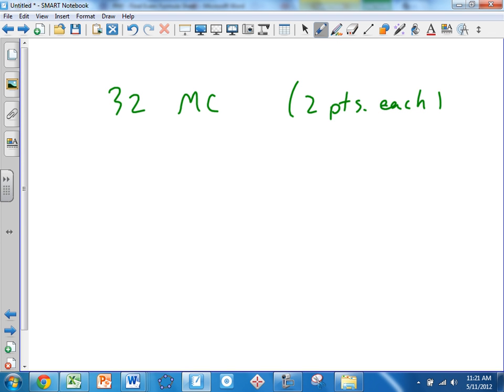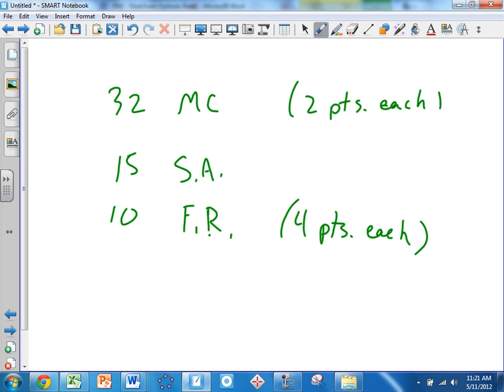Okay, 32 multiple choice at 2 points each. I don't know the exact number of the other two without looking, so let's see. Short answer, free response, my guess before actually going back. I think there's about 10 free response. Those are the math ones at the end of the test, worth 4 points each. There's about 10 of those, I think. It's probably about 15 short answers, worth 3 points each.